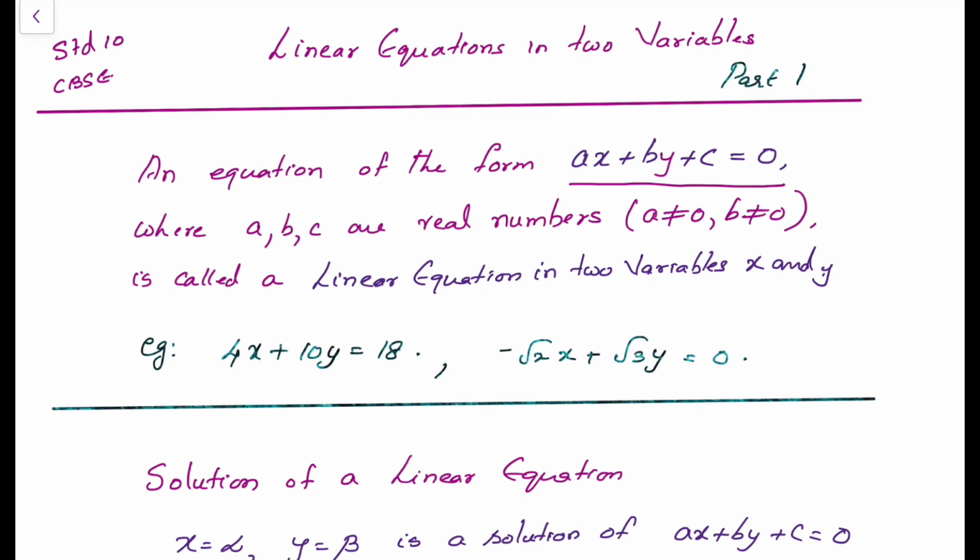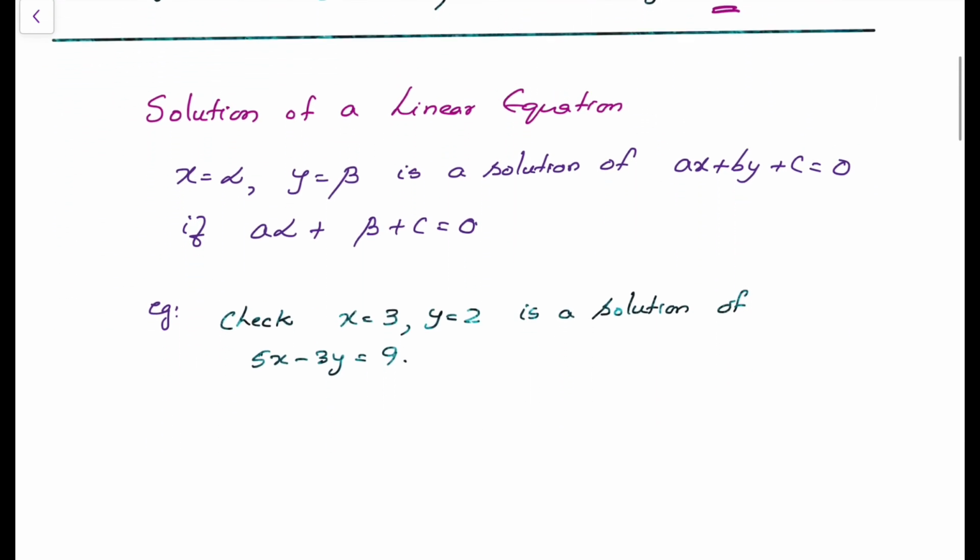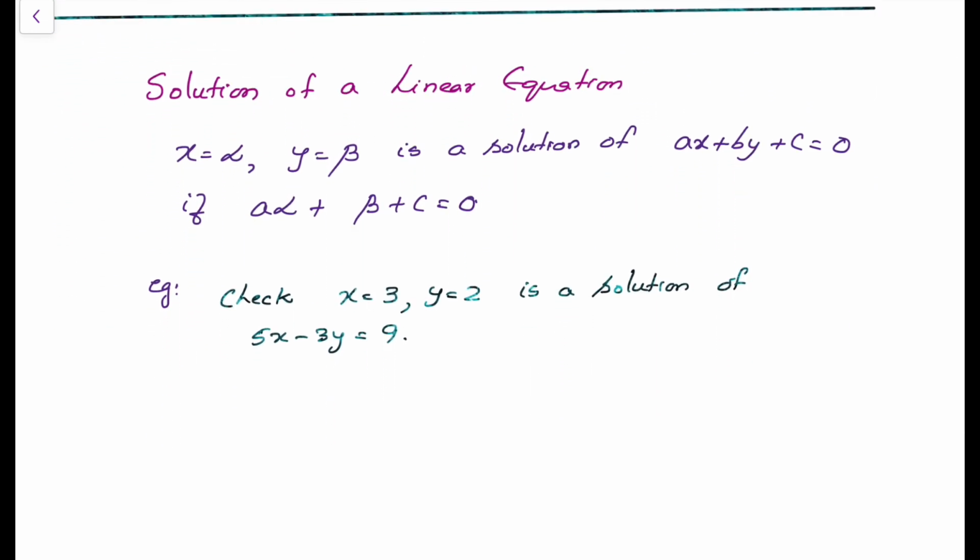Minus root 2x plus root 3y equal to 0. You can have a and b only should not be equal to 0, but constant can be 0. Okay, here see constant is 0. So when we do more problems, plot a line, you will understand it much better. We will do it later.